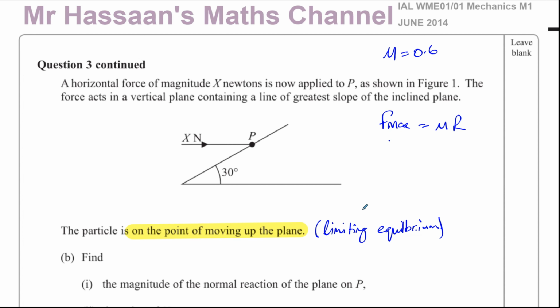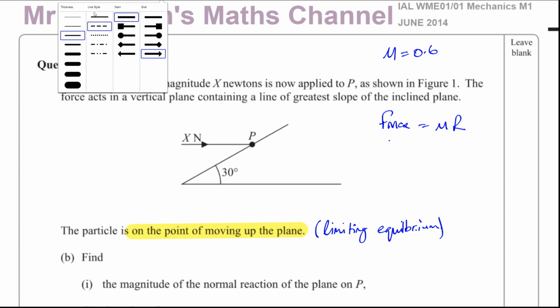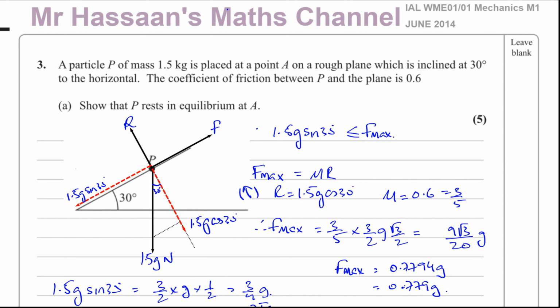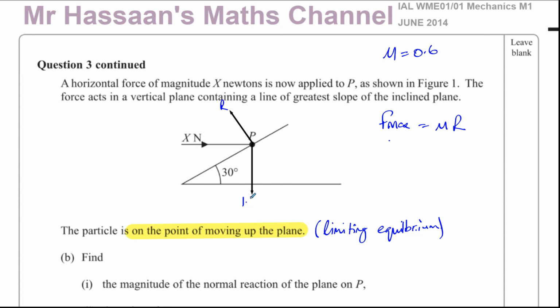So now, if we look at the forces acting on this particle, we have to consider a few other things. Well, we've still got the weight. We've still got the reaction force. Now, what I like to do in these types of questions, so the weight was, what was it again? 1.5 g, right? 1.5 g, same particle. That's 1.5 g newtons acting straight down.